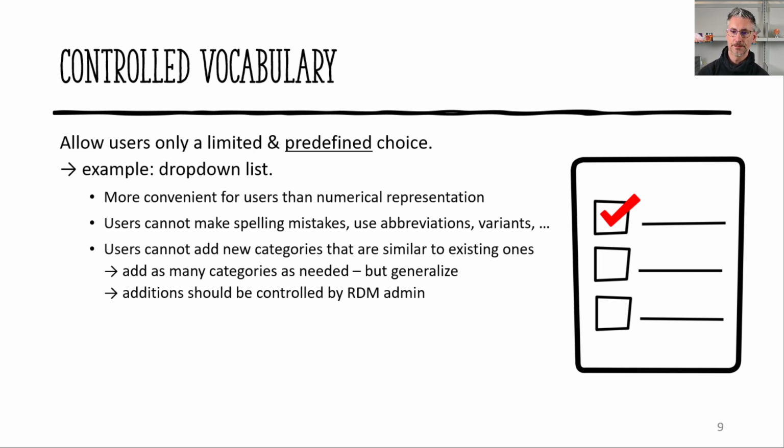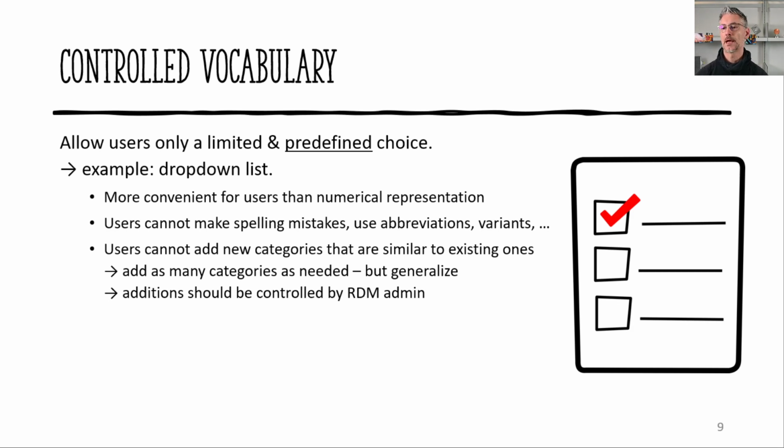Why is this a good idea? If users only have a limited and predefined choice, like in a drop-down list, first of all, it's more convenient for the users to have the explicit description than numerical representations, but it also means users cannot make mistakes. Of course, they can click the wrong item in the list, but they cannot make spelling mistakes, or they can't use their favorite abbreviation or variants and so on.